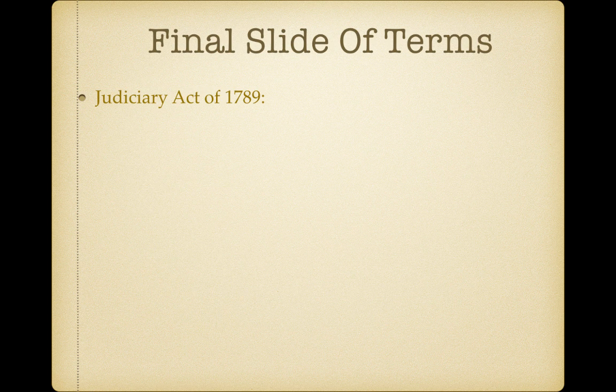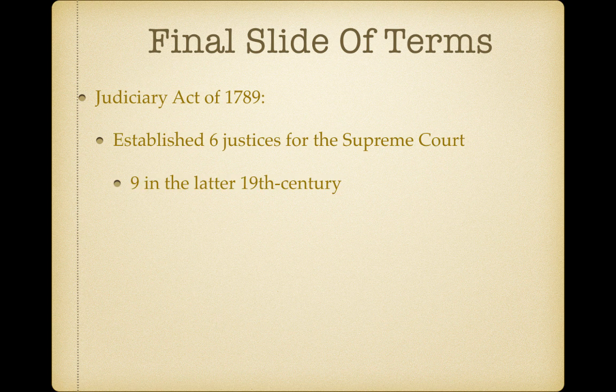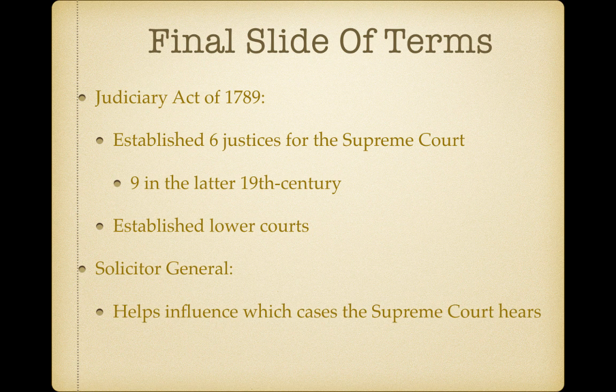Now, final slide of terms, Judiciary Act of 1789. This established 6 justices for the Supreme Court, including a Chief Justice. And then we'll have 9 in the latter half of the 19th century. This also established lower courts, those that we have today. The Solicitor General, this person is the one who argues in front of the Supreme Court on behalf of the government, helps influence which cases the Supreme Court hears. And they are in charge of appeals for the U.S. government.